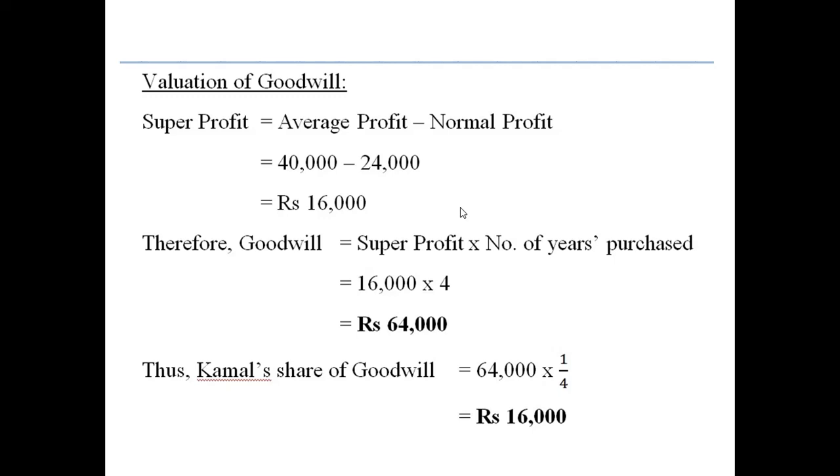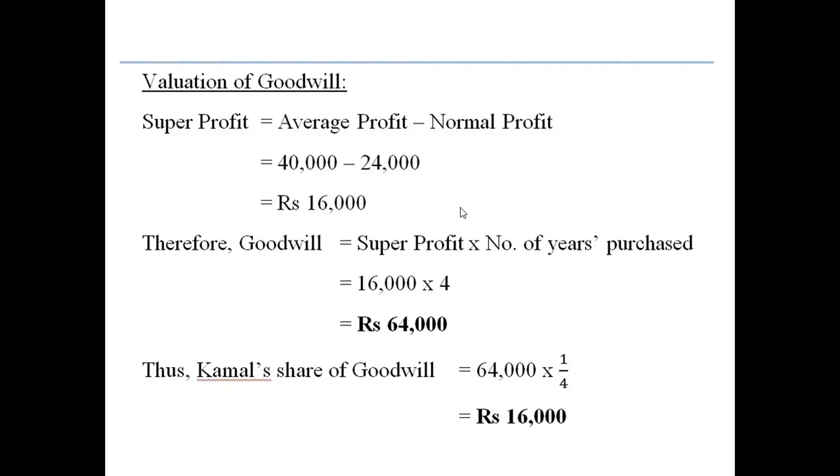Here we have to calculate super profit because the goodwill is to be valued on 4 years of the average super profit. Average profit is given, that is 40,000, and the normal profit.